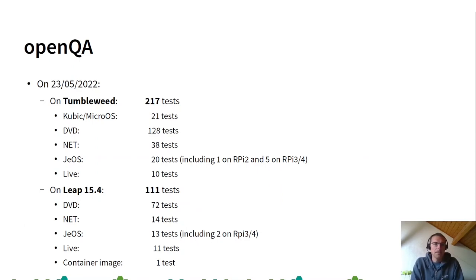On the Leap side, you can see that AArch64 tests are much lower compared to Tumbleweed, and we also have most tests run on the DVD, and we also test NET images, ready-to-boot images, live images, and also a container image.